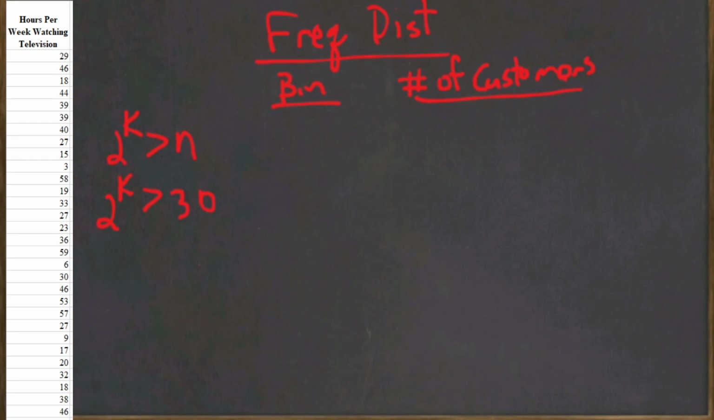In this case, 2 cubed is 8, 2 to the 4th is 16, 2 to the 5th is 32. So 2 to the 5th is 32, which is in fact greater than 30, and it's the first time it's greater than 30, right? Obviously 2 to the 8th is also greater than 30, but we stop once we get to the first one. So we want to build our frequency distribution with 5 bins. So that's the first step we have to take: how many bins do we need?